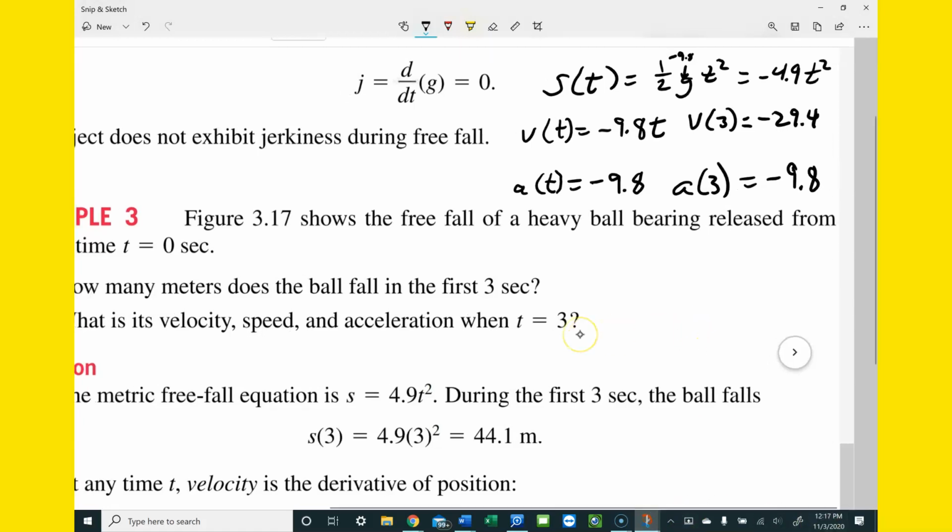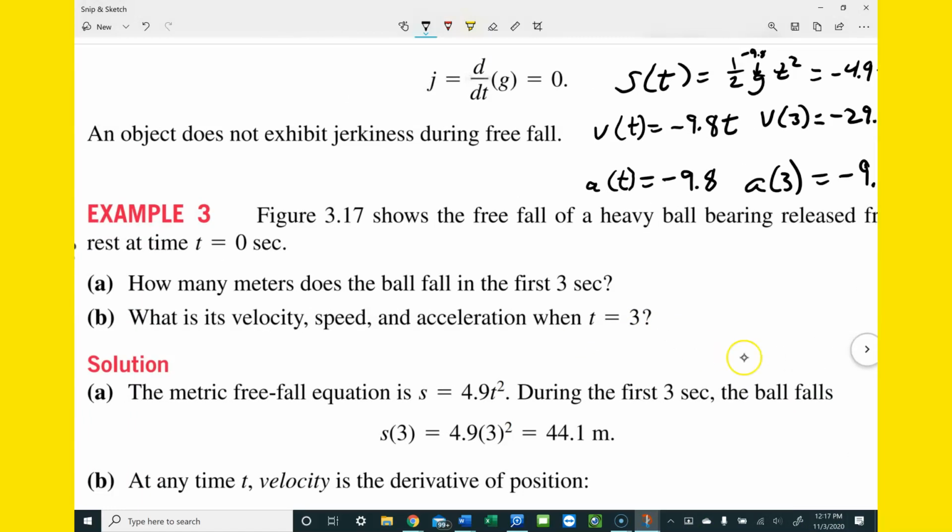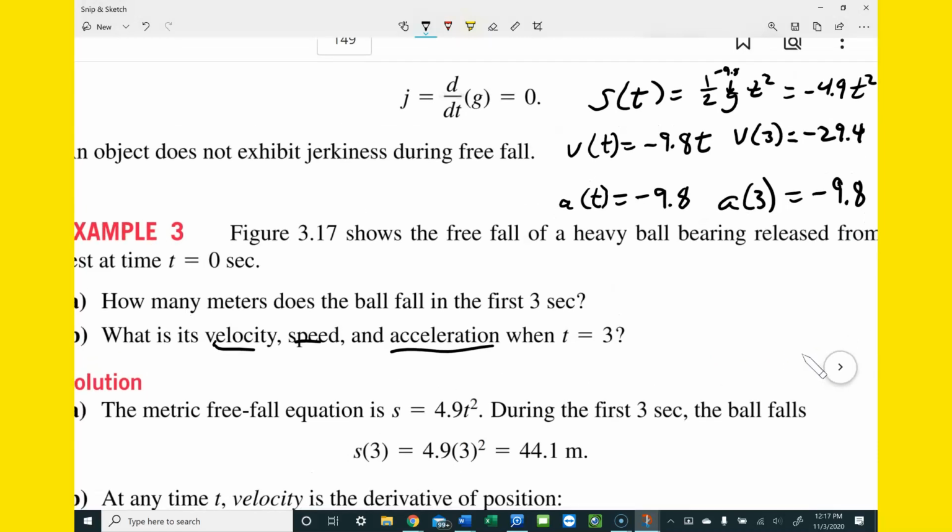So we have answered that question. There's actually one thing we didn't answer. We answered velocity, we answered acceleration. What about the speed? Well, that's simple. It's just the absolute value of velocity. So the speed is just positive 29.4.